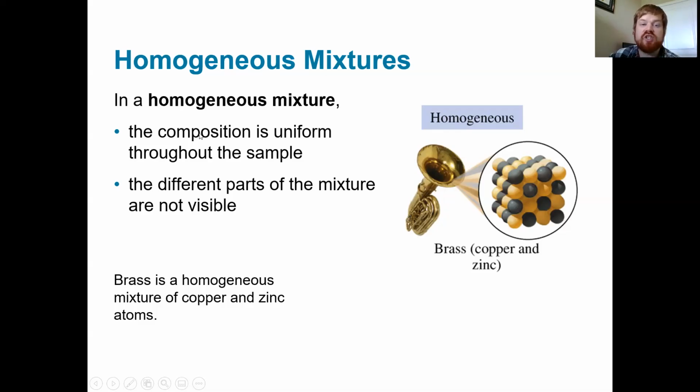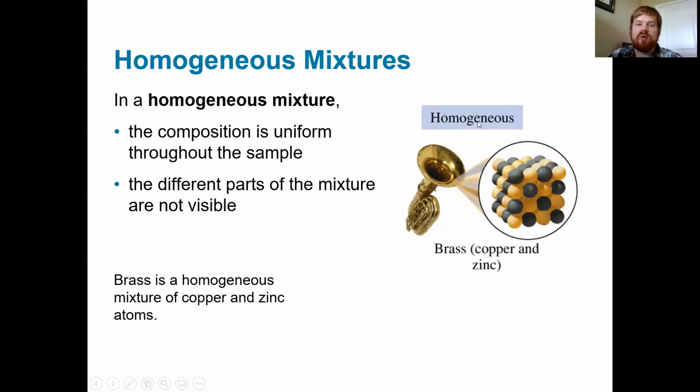This is why we say the composition is uniform throughout the sample, and you can't see a difference between them. These are things like salt water. If you dissolve salt in water, you can't see the salt anymore. It's fully dissolved. That's a homogeneous mixture because you can't see a separation. Similarly, vodka is a mixture of ethanol and water, and it's homogeneous. They occupy the same phase, so they're mixed freely together. The vodka at the top of the bottle is the same as the vodka at the bottom of the bottle.